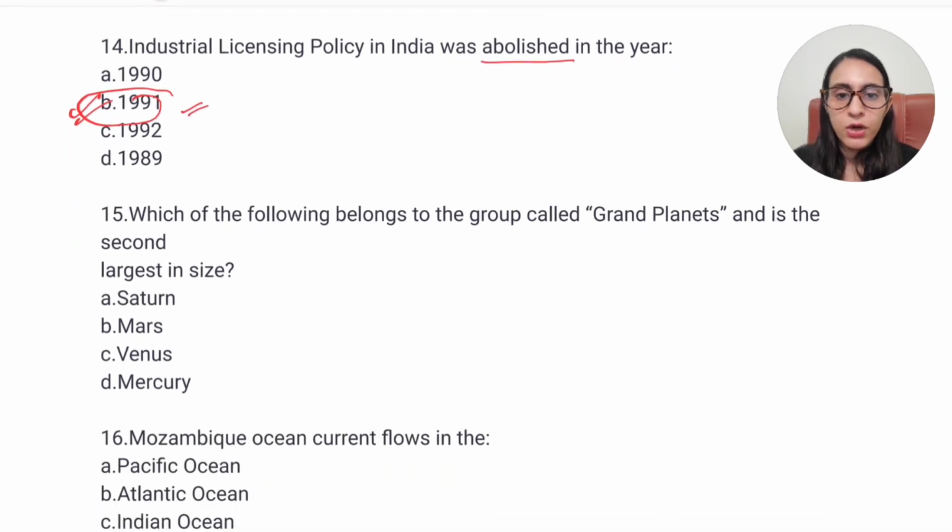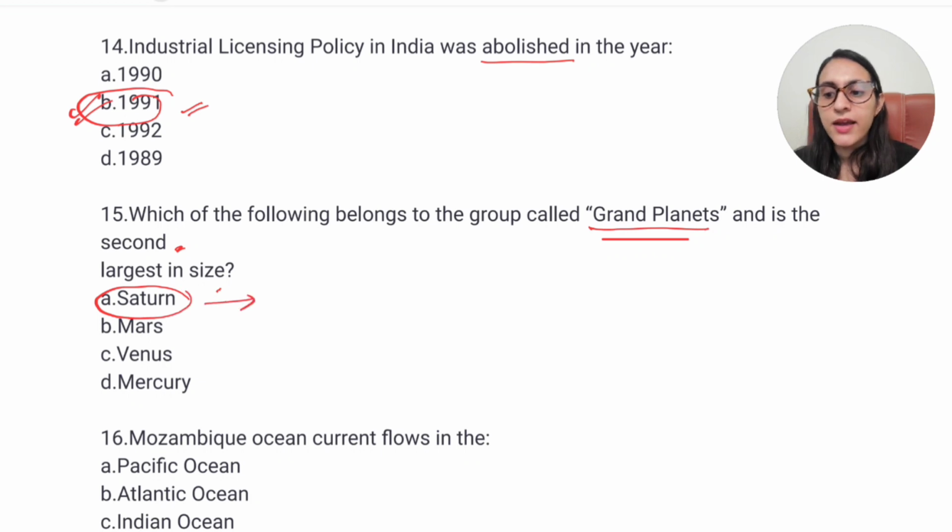Which of the following belongs to the group Grand Planets and is the second largest in size? So Saturn belongs to the group of planets that are known as gas giants. Some people say giants, gas giants or grand planets. It is the second largest planet among all the planets in the solar system, the first largest being Jupiter.